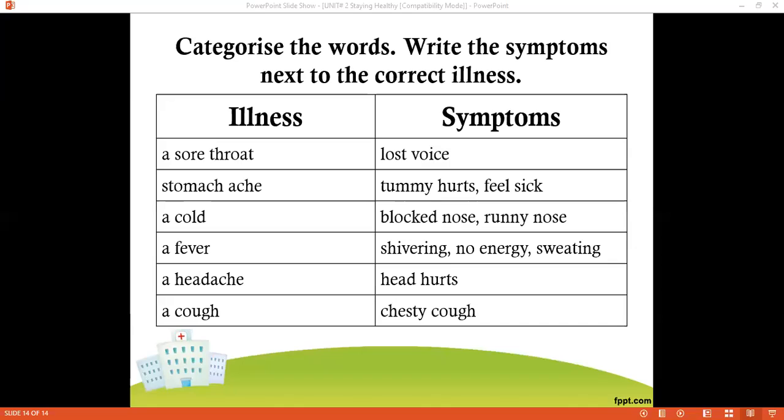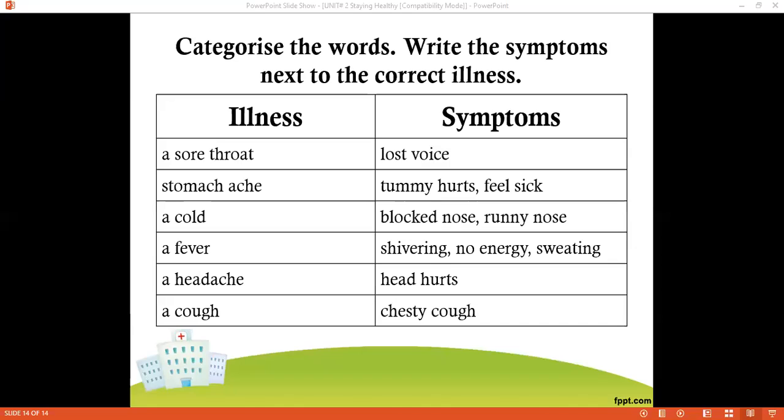Now, illness. If the illness is a sore throat, the symptom will be lost voice. If the illness is, please keep on doing the checking. I'm watching you. Be attentive. If the illness is tummy ache, then the symptom is tummy hurts, feel sick. If the illness is a cold, the symptom can be either blocked nose or running nose.